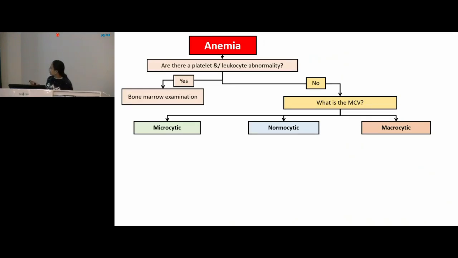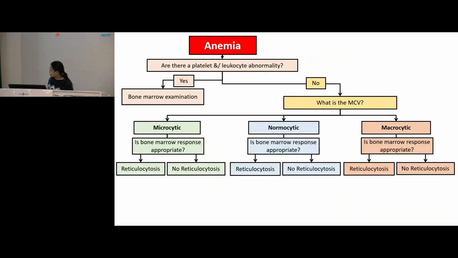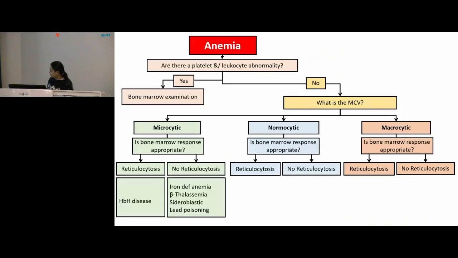So these are the ways of trying to arrive at a plausible etiology. One more classification is based on your mean corpuscular volume. We can divide anemias based on your MCV into microcytic anemias, normocytic anemias, or macrocytic anemias. In each of the categories, based on the reticulocytosis, we can again divide them into two different groups. Predominantly, if you have a microcytic anemia with no or relative reticulocytopenia, it is usually iron deficiency anemias, beta thalassemias, and sideroblastic anemias. So that would be coming into this group.